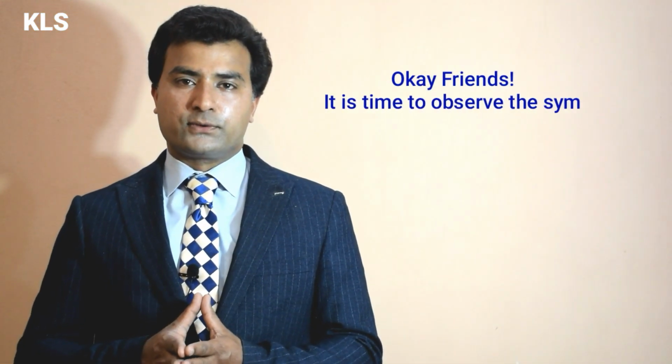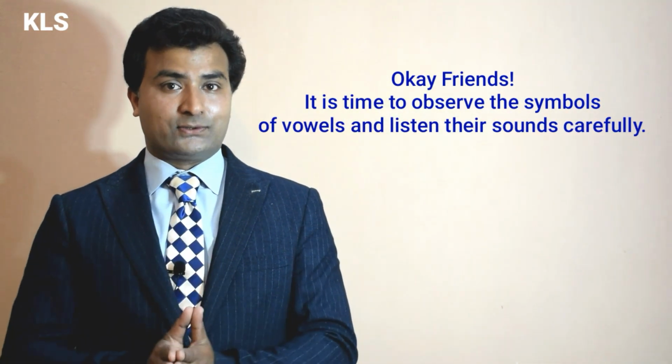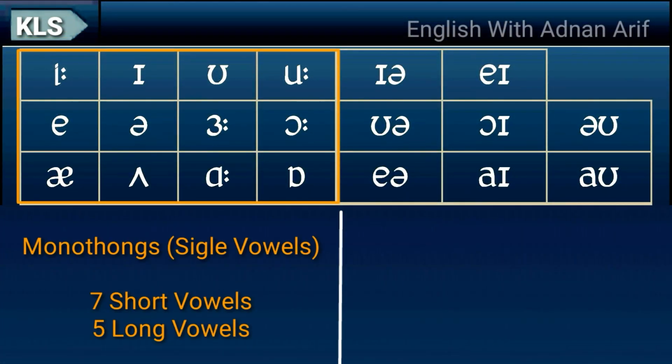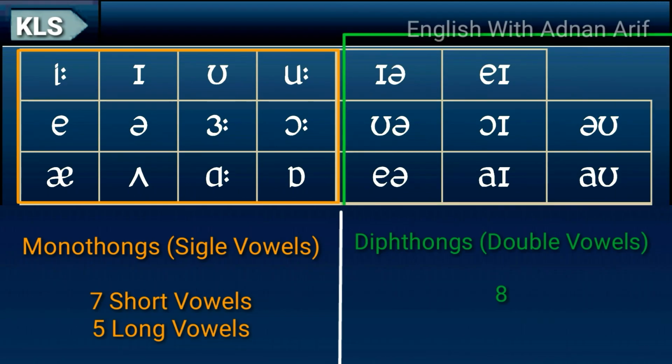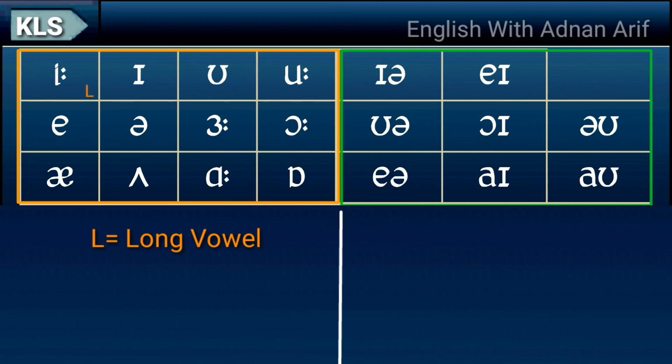Okay friends, it's time to observe the symbols of vowels and listen to their sounds carefully. So let's have a look. Here in the orange box there are monophthongs and in the green box there are diphthongs. Keep in mind that in the International Phonetic Chart each long vowel is written with a double dot like this. However, for your better understanding, I have tagged both short and long vowels with L and S. L stands for long and S stands for short. Here I highlight the long vowels.